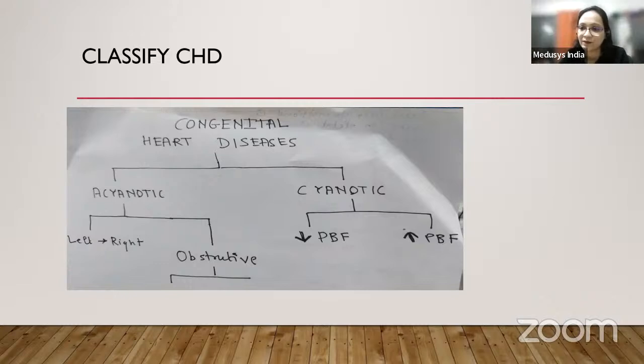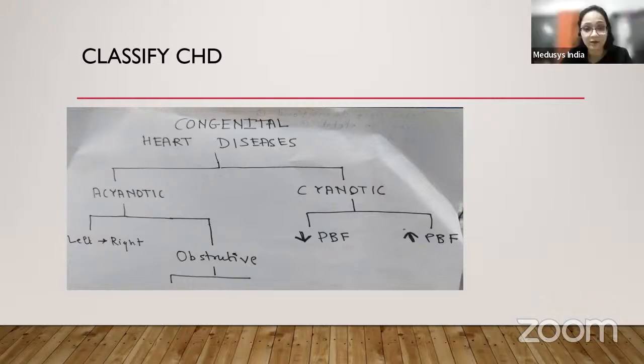Acyanotic left to right shunt includes atrial septal defect, ventricular septal defect, patent ductus arteriosus. The obstructive defect includes the coarctation of aorta. Then cyanotic, in increased pulmonary blood flow, there is tetralogy of Fallot.